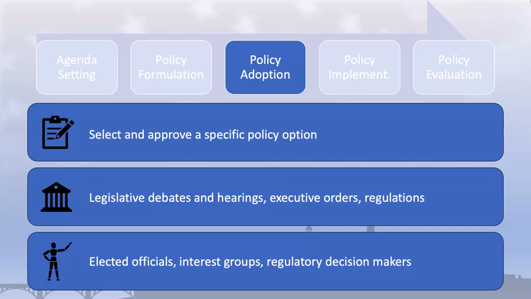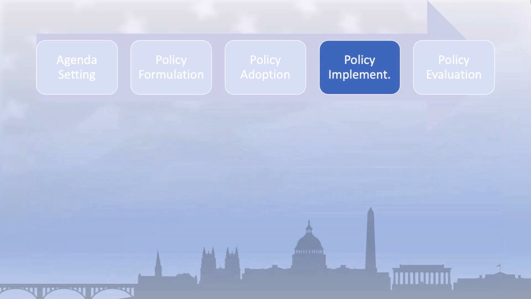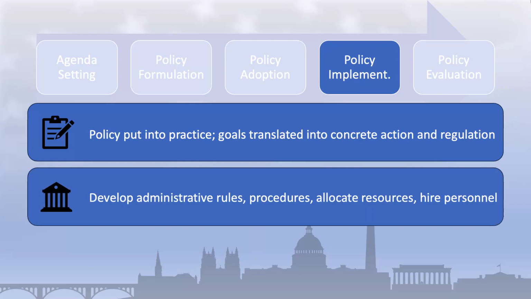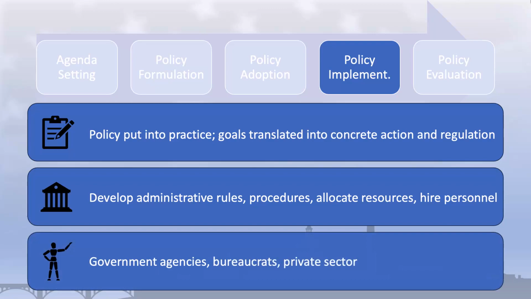During the policy implementation phase, the adopted policy is put into practice, and policy goals are translated into concrete action and regulation. Implementation can involve the development of administrative rules and procedures, resource allocation, hiring of personnel, and carrying out the activities necessary to achieve the policy's goals. Governmental agencies, bureaucrats, frontline workers, and the private sector can all play a role in policy implementation.